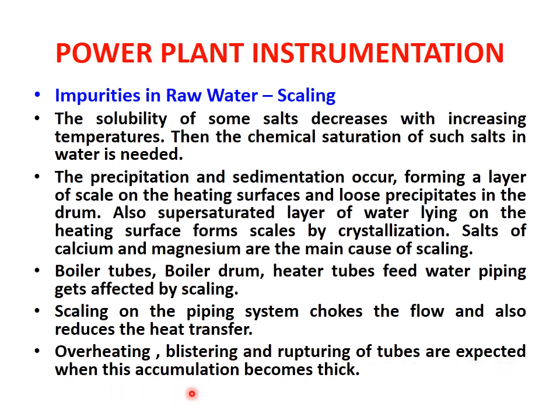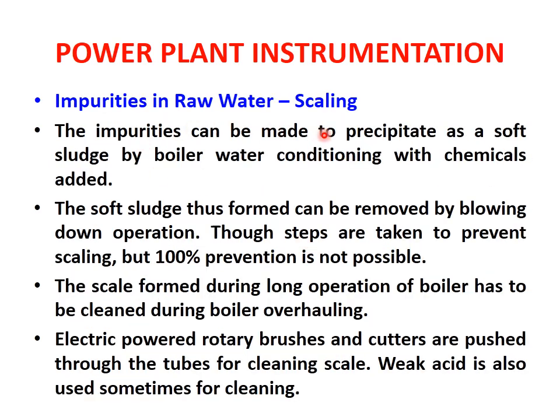Overheating, then blistering and rupturing of tubes are expected when this accumulation becomes thick. So when this scaling formation becomes more and more, if the boiler is not maintained from time to time, there are chances that the tubes of the boiler may be prone to overheating, blistering, that is the removal of some part of the pipe, and rupturing of tubes, that is having larger cracks.